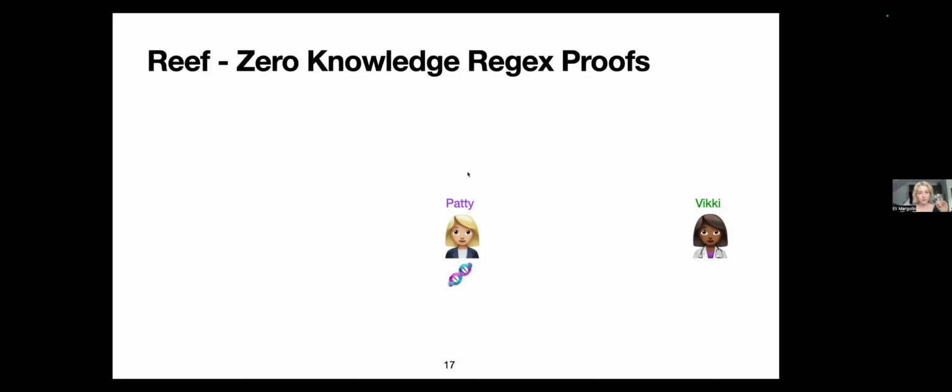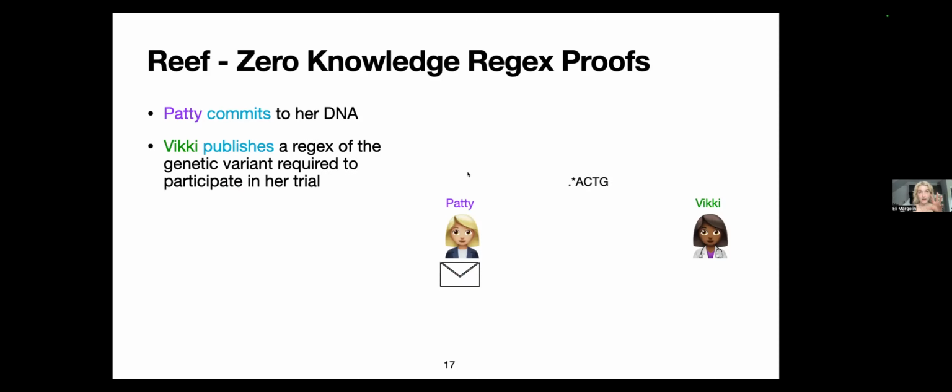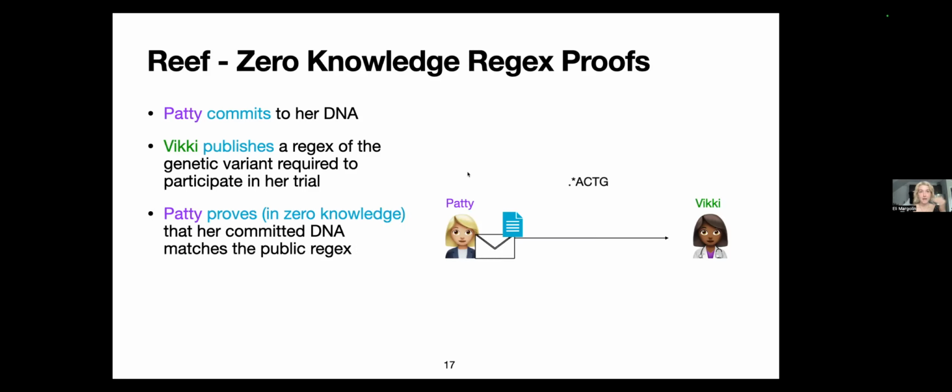So at a very high level, Reef works as follows. Patty commits to her DNA using a commitment scheme that is hiding and binding. Vicky publishes a regex of the genetic variant required to participate in her trial. Patty proves in zero knowledge that her committed DNA matches the public regular expression. Because we use a commitment scheme that is hiding, and we do this in zero knowledge, Vicky learns nothing except whether or not Patty's DNA matches the regular expression. Vicky then verifies Patty's proof.